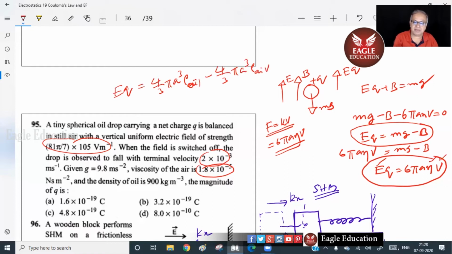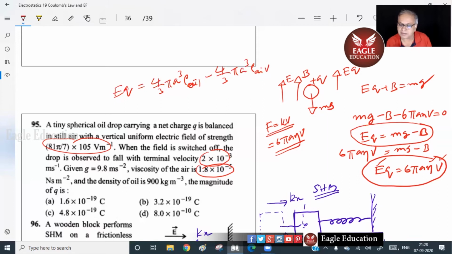So from here you should be getting... It became a little lengthy, just a minute. Tiny spherical oil drop carrying a charge is balanced and stable. When the field is switched off, the drop is observed to fall with the terminal velocity so much. Everything is there. V is there, eta is there, EQ is there. Only this A is not there.